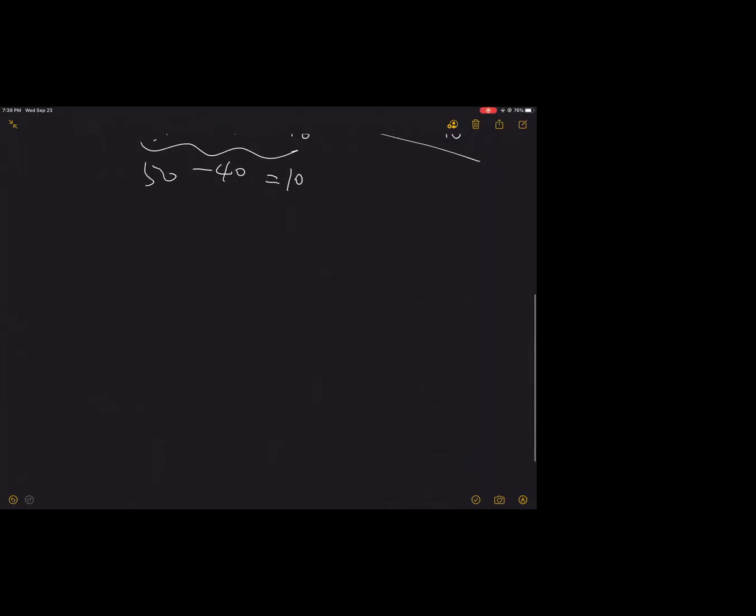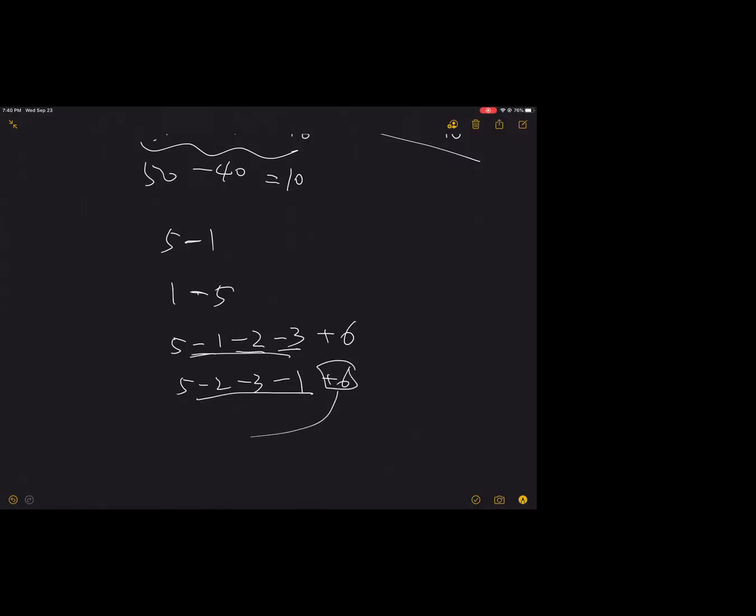Okay, so if we have 5 minus 1, it's different from 1 minus 5. When you have subtraction, you cannot just shuffle them. But if we have 5 minus 1 minus 2 minus 3, and then plus, let's say, 6, in this case we can shuffle these subtractions. We can do 5 minus 2 minus 3 minus 1. This is the same, and then plus 6. We can also move the plus before: 6 plus 5 minus 2 minus 3 minus 1. We can do all this, right?